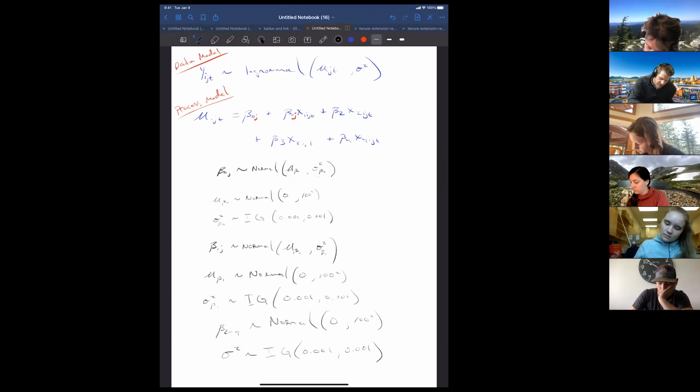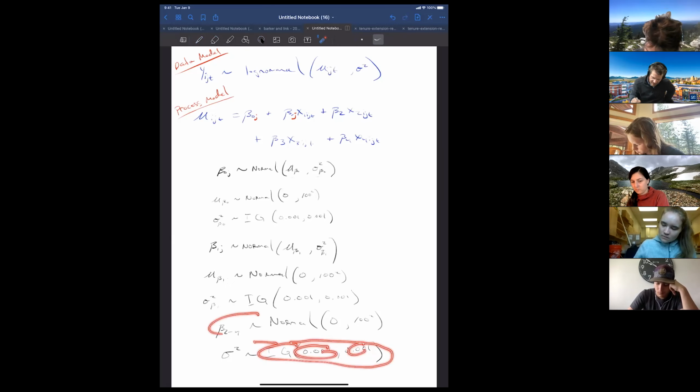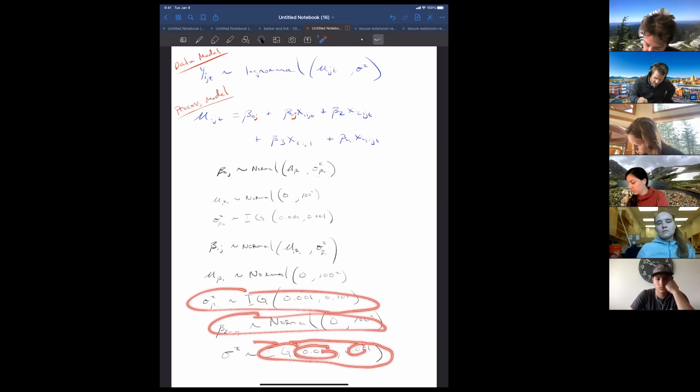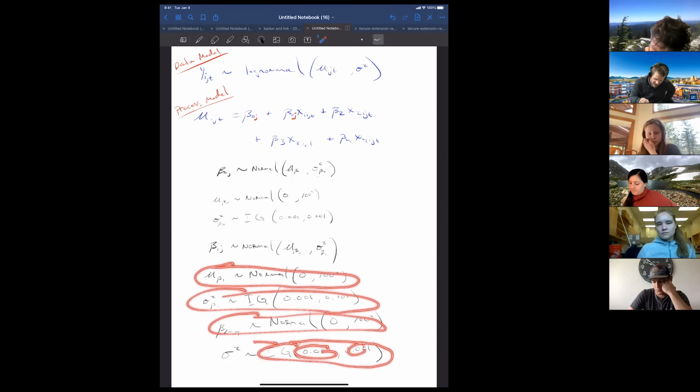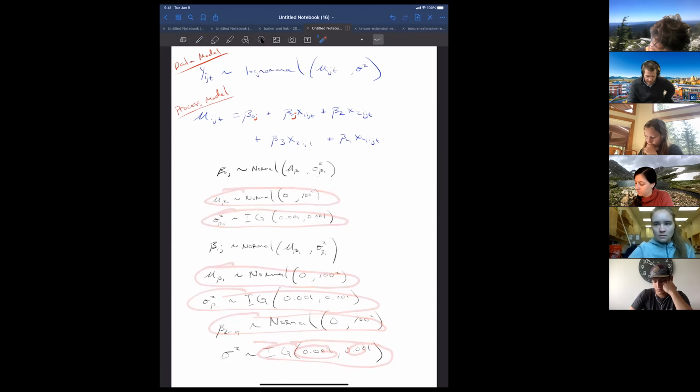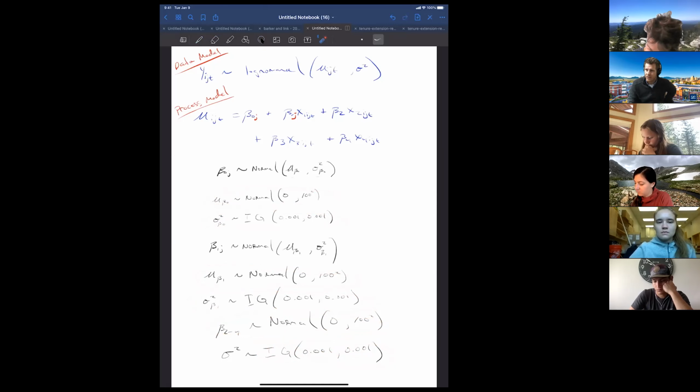Now, right now I'm using vague hyperparameters, or I'm using parameters such that the distribution is vague for all of these values. In practice, we'd want to try and inform those a little more if we can. But I just want to make the distinction between what are hyperparameters, the values I'm actually giving numbers to, and what are parameters that we're trying to estimate.